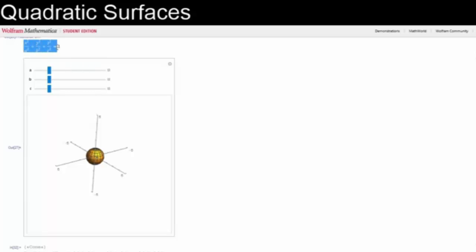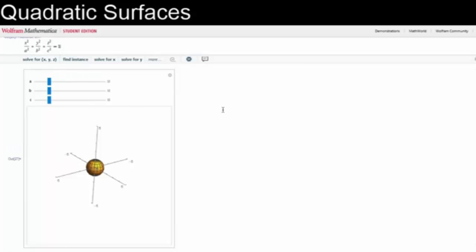So here's the equation for an ellipsoid here, but a sphere is nothing but an ellipsoid where A, B, and C are all the same. In this case here, they're all 1. This here is the x-axis, this is the y-axis, and this is the z. You can check that using the right-hand rule, if you like.